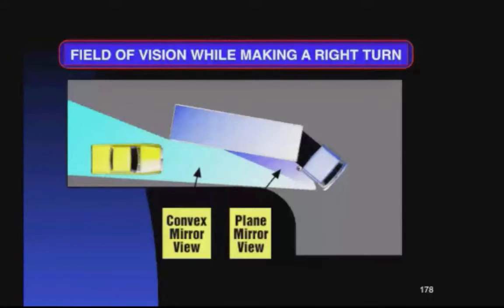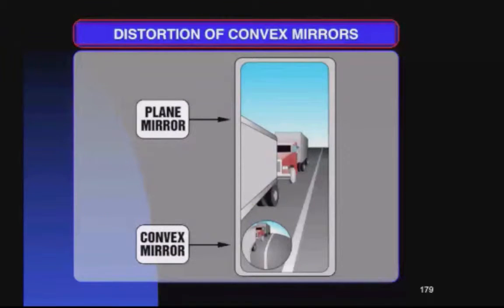Field of vision when making a right turn. Notice the car in the convex mirror view. The plane mirror view does not allow you to see behind. Distortion of convex mirrors: the plane mirror has a much larger vision. The convex mirror shows that the vehicle is further away than it really is.